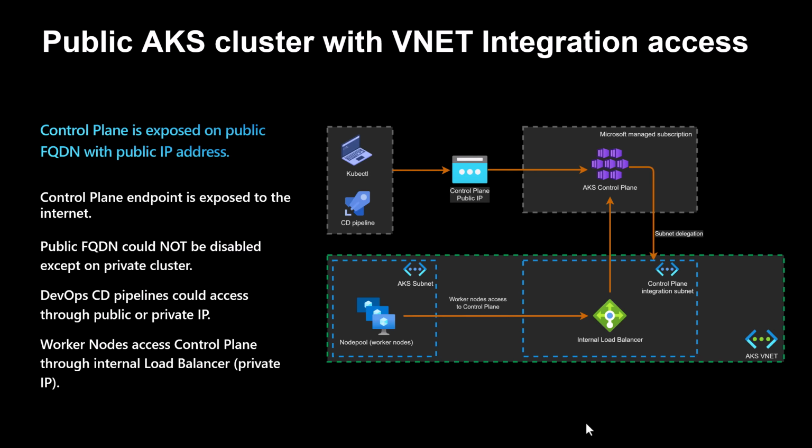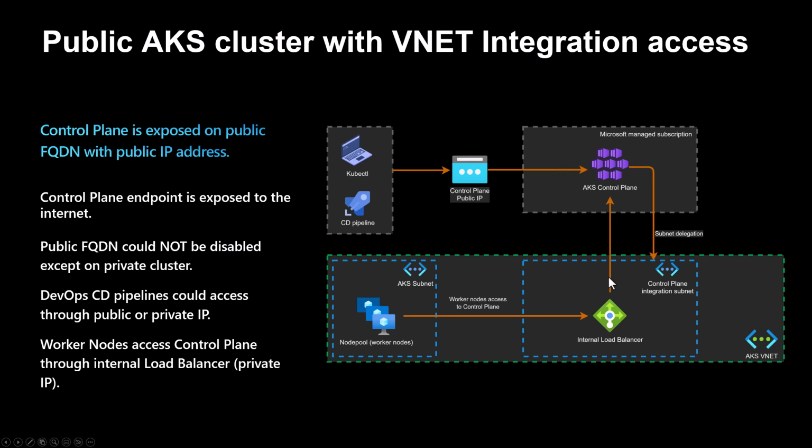Okay, but now we have another feature for creating a private or public cluster, which is VNet integration. So what is that? With VNet integration, it acts differently for how the node pools will access the control plane and how DevOps or kubectl will access the control plane. One would be publicly, so for kubectl and for the CD pipelines, they can access that control plane publicly. The control plane is exposed on a public FQDN with a public IP address.